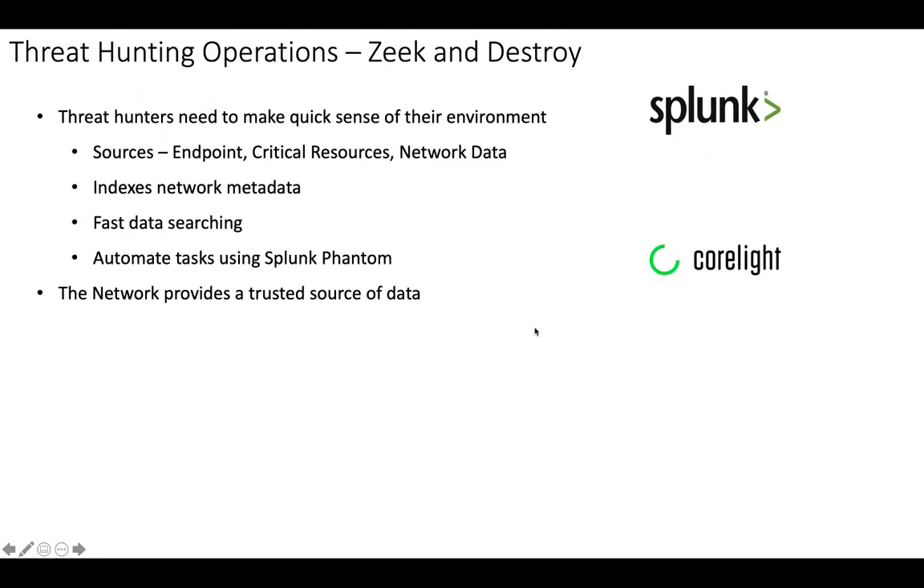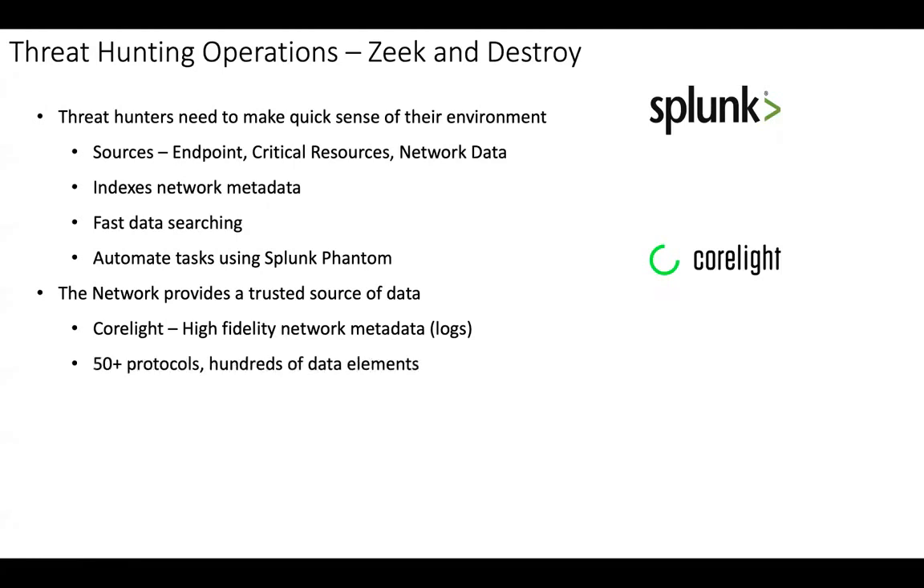When instrumented correctly, the network provides a trusted source of highly relevant data. The host level data is good. However, once an actor gets control of the host, they have the ability to cover their tracks by manipulating the data. This is highly unlikely with the network.